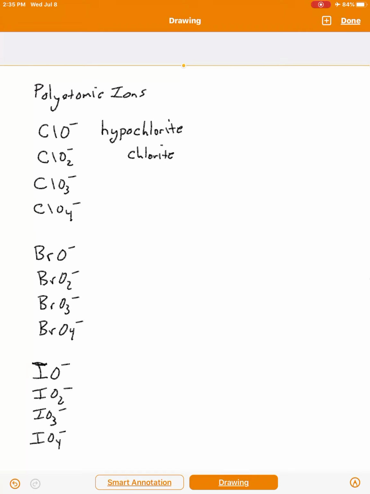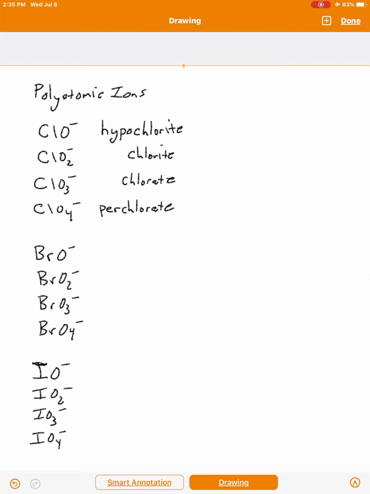Next one, chlorate. So when you get to 3 oxygens, it jumps up to ate. And then when you get to 4 oxygens, you put in a perchlorate. In a sense, per is short for hyper. Hyper meaning a lot. Hypo means under or less. So you have hypo at the first one, and then per at the last one. And then the first 2 are ite, and then the next 2 are ate. So more oxygens goes from hypochlorite, chlorite, chlorate, perchlorate.